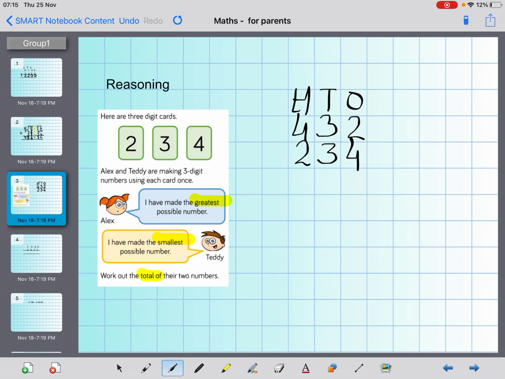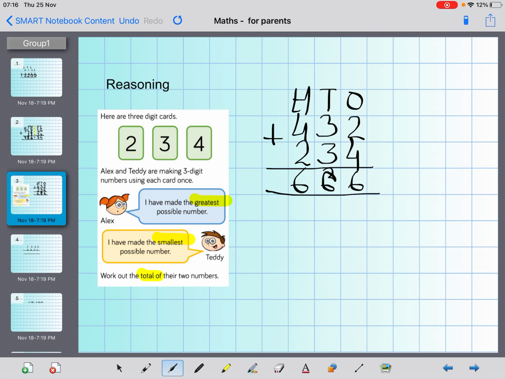Now I have been asked to find the total of the two numbers. So I'm going to add these together to find the total. 2 plus 4 is 6, 3 plus 3 is 6, and 4 plus 2 is 6. The value of my digits is 666.